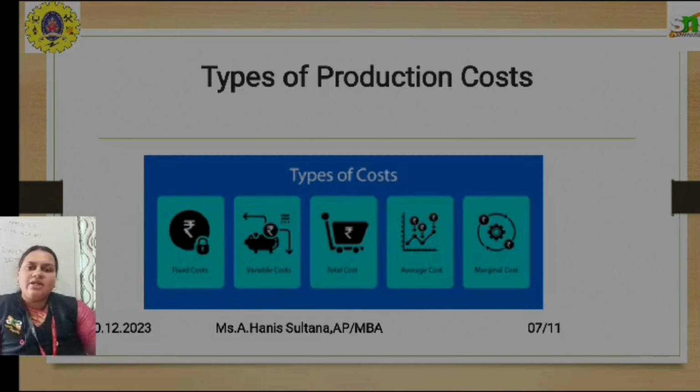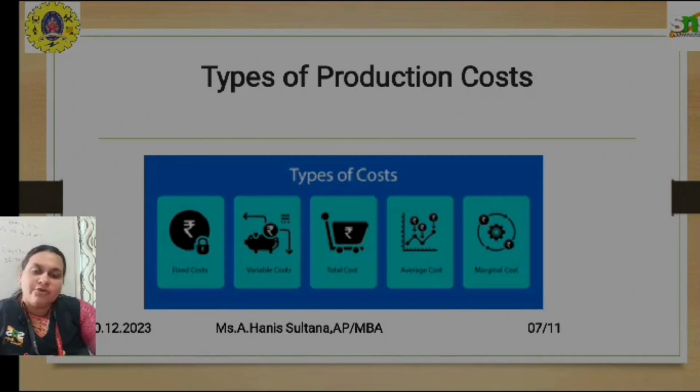So normally we are talking about the production concept. The concept is short run and long run, and in the short run and long run, what are the major types of costs involved? One is fixed cost, other is variable cost, and total cost, average cost, and marginal cost. Fixed cost is fixed over the production. Even if you produce 50 units or even if you produce 5000 units, the fixed cost will remain the same. For example, fixed cost is salary and the rent we have been paying to the enterprise, etc.